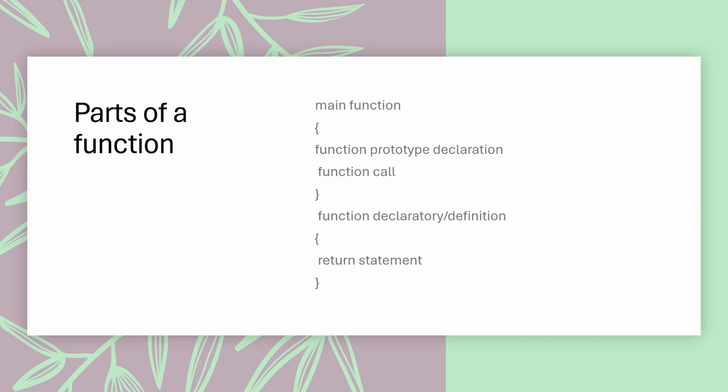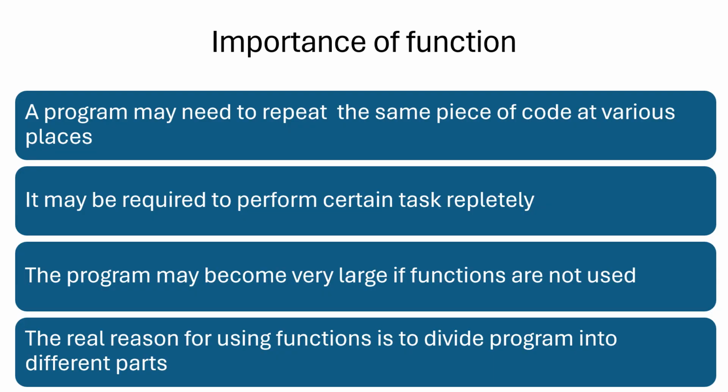What will be the parts of the function? So first, the main function, it is a main part. After that will be the function prototype declaration. After that we can call a function, then the function definition, then the return statement. These are going to be the parts of a function. The main function has everything. In the prototype declaration we are going to declare the prototype, and if we need, for the function call we are going to call a function. We can declare the function definition and the return statement.